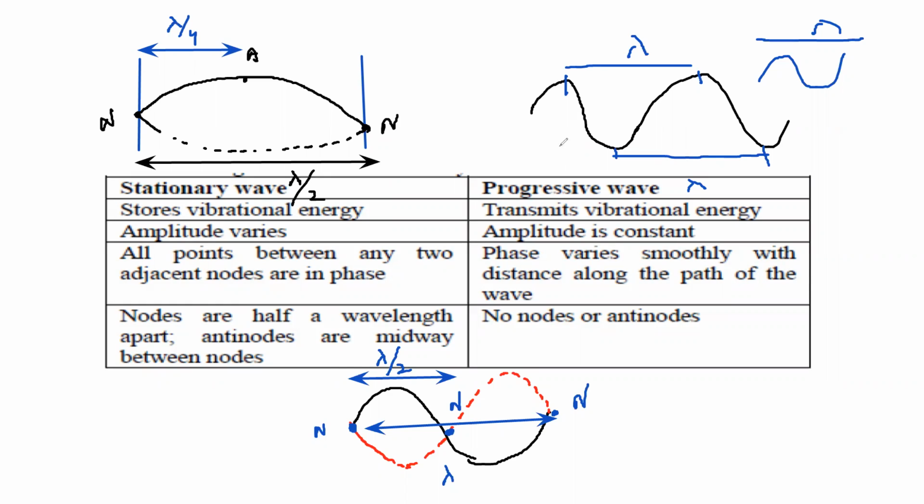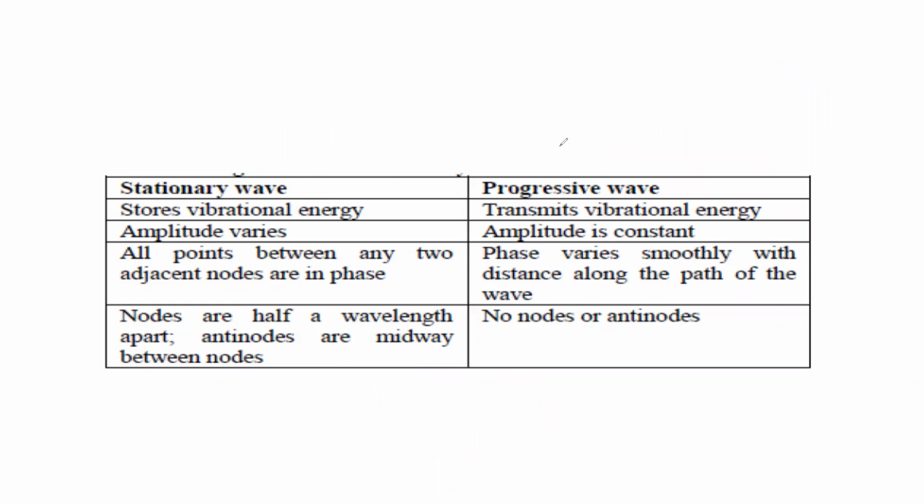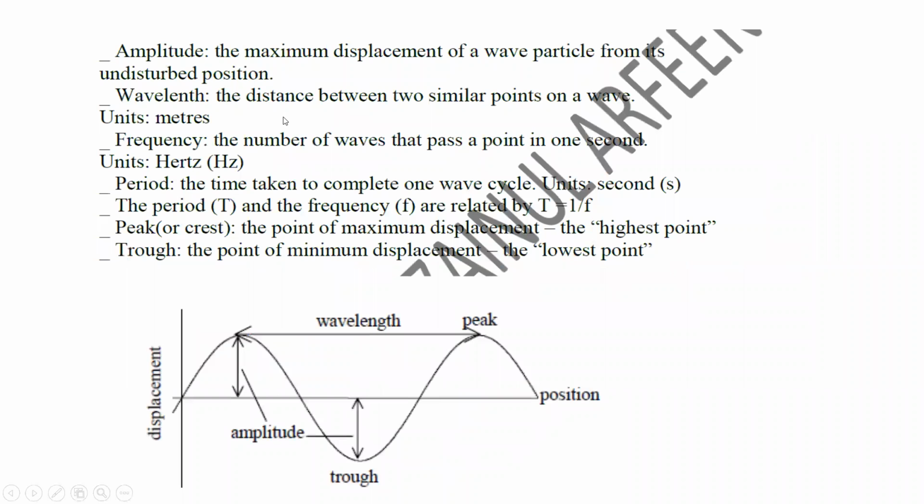A standing wave is the wave in which the particles vibrate, but they are not able to travel from one place to another, whereas in a progressive wave, the particles actually travel. These are some definitions which you have to learn.